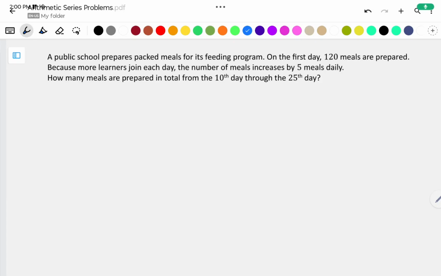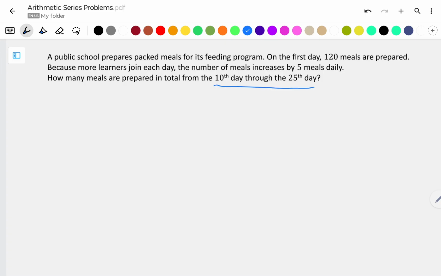A public school prepares packed meals for its feeding program. On the first day, 120 meals are prepared. Because more learners join each day, the number of meals increases by 5 meals daily. How many meals are prepared in total from the 10th day through the 25th day?